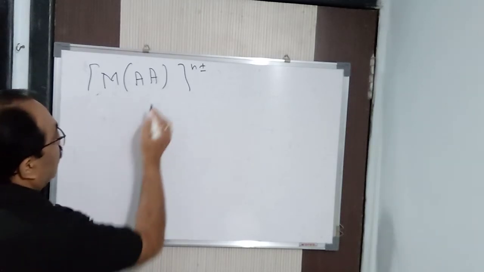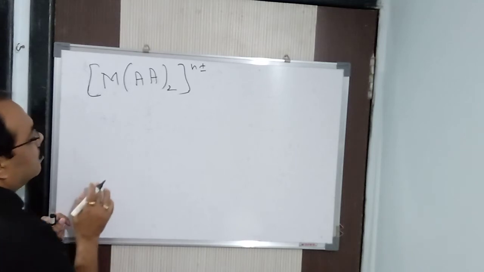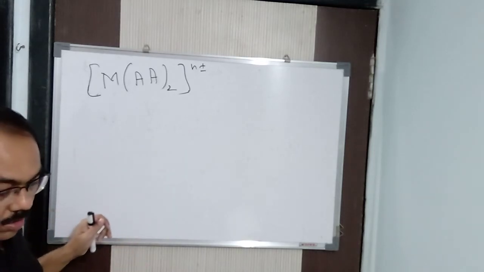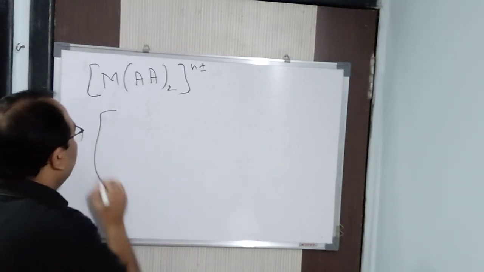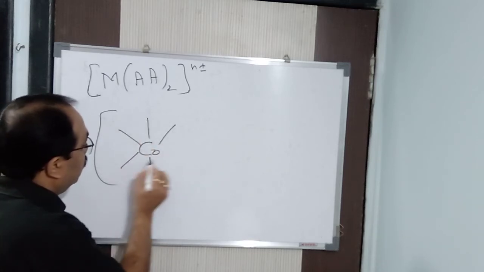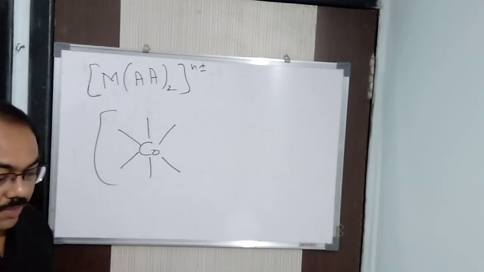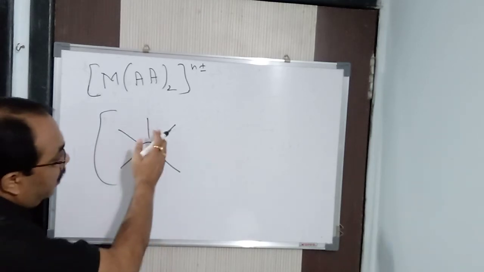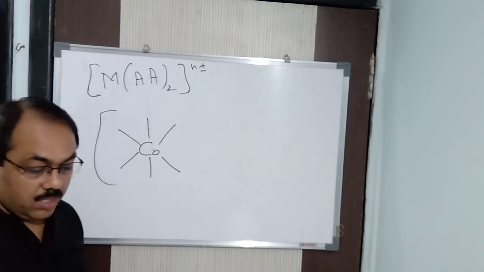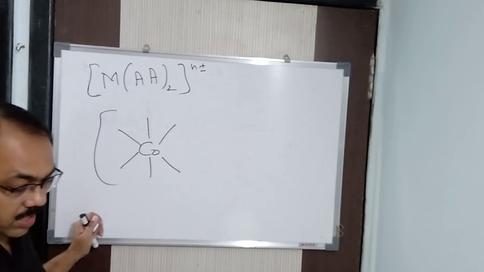I said, it is M(AA)2 whole twice, n plus minus. Clear? So here we can take the same thing, cobalt or chromium or something, same thing we are taking. Let us say we are taking cobalt only. Alright? Clear? Now dextro means, definitely in case of dextro, on this right side, the number of ligands, or the molecular weight of the ligand, will be more, we can say, in case of dextro.